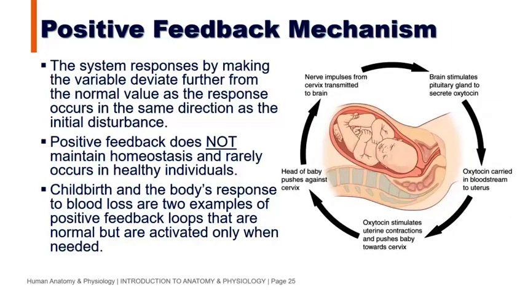Then we have our positive feedback mechanism. The system responds by making the variable deviate further from the normal value, as the response occurs in the same direction as the initial disturbance. Positive feedback does not maintain homeostasis and rarely occurs in healthy individuals. An example would be childbirth and the body's response to blood loss. You have positive feedback loops that are normal but are activated only when needed.